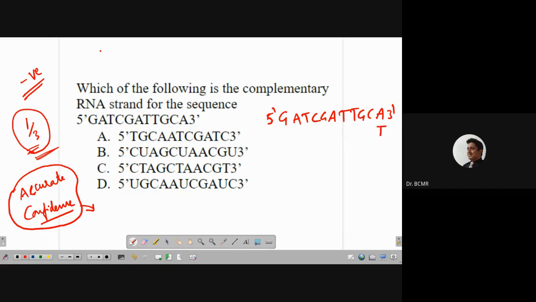If I put a T here, it is wrong because the question says it's about the complementary RNA strand. Then you see A, U, C, G, A, U, C, and it should be antiparallel. So this is 3 prime and this would be the 5 prime. All the options are given from 5 prime to 3 prime, so you should be able to read in this direction, and that is how D is the correct answer. Yes, the answer you said is correct.